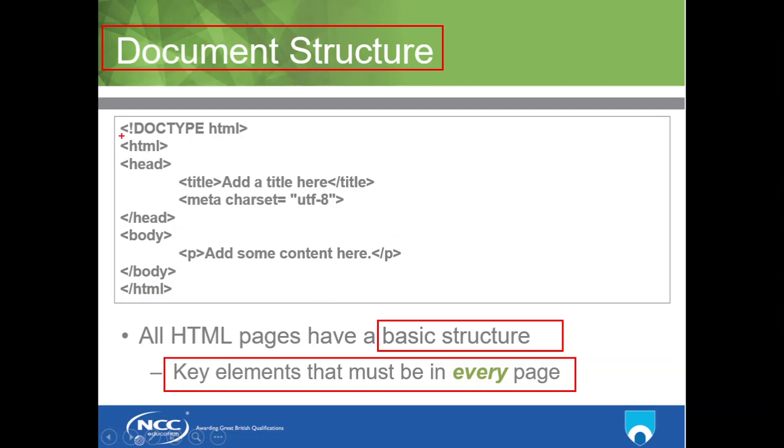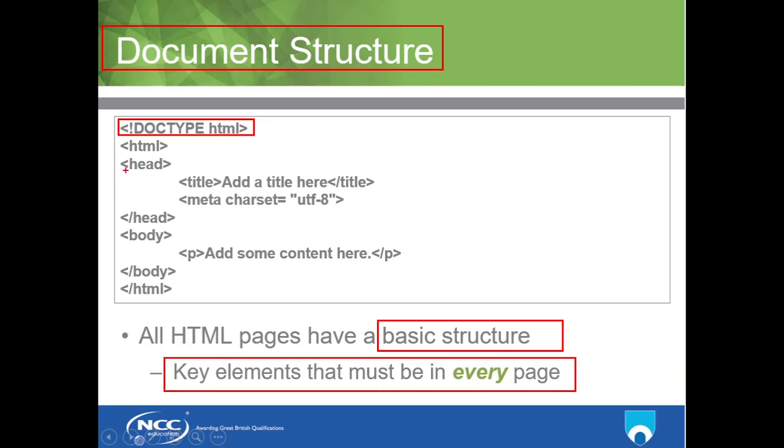So the first element is the doctype element. The doctype element is an empty element, meaning we don't have a closing tag. It's used to specify the version of HTML that you're using. If you type this element as it is, doctype html, then you're using HTML5.